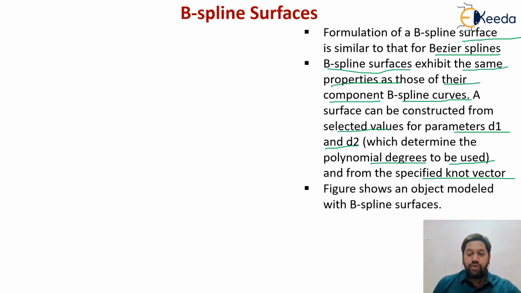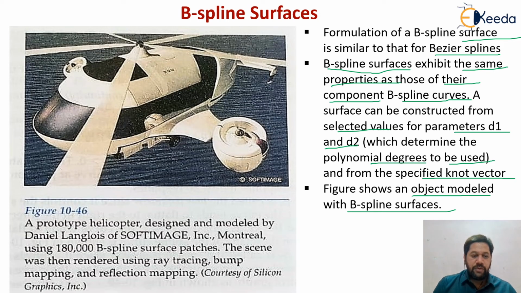Now the diagram shows an object which is modeled with the B-spline surfaces. Whatever diagram I'm showing, it is modeled with the help of the B-spline surfaces. Just look at this diagram. I can find here an aircraft or helicopter and its related shape. All the different curves and shapes I have here are captured with the help of the B-spline surfaces.